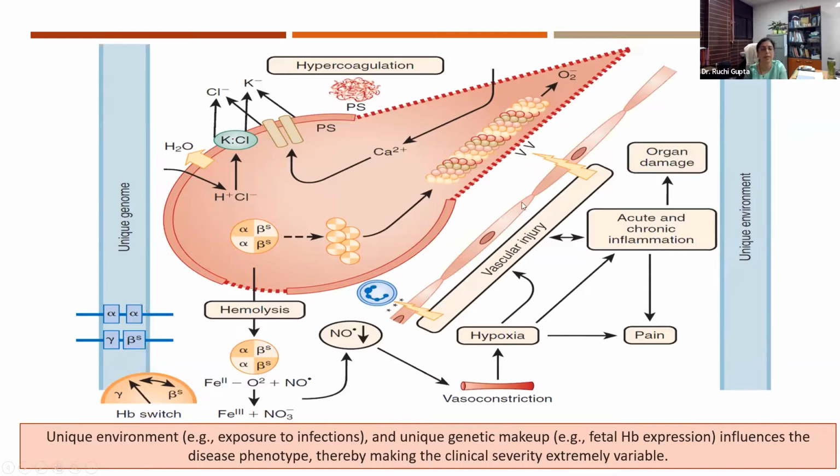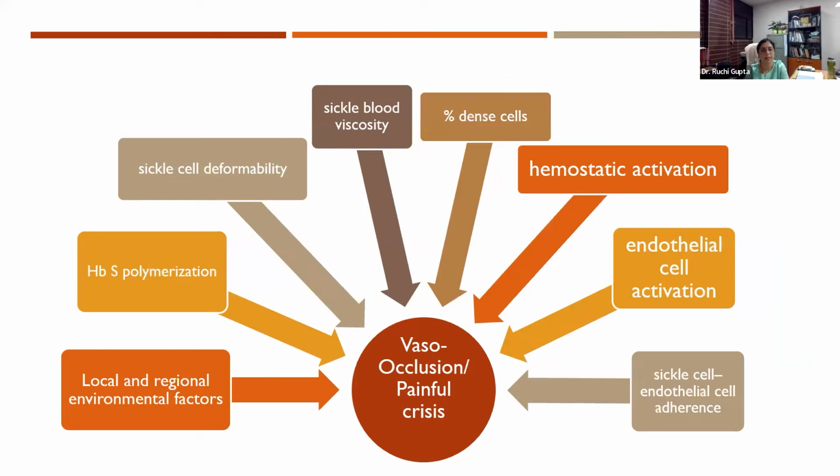These cells tend to adhere. There is hypoxia. There is a decrease in nitric oxide. There is vasoconstriction, and so on. And all this unique environment and the unique genetic makeup influences the disease phenotype and is decisive for the clinical severity. And as I just mentioned, these are the multiple factors which contribute to the vaso-occlusive crisis, for which these patients come to the hospital, unlike any other hemoglobinopathy where anemia is the persistent problem, as compared to these painful crises which patients with sickle cell anemia or compound heterozygous sickle beta and so on do face.